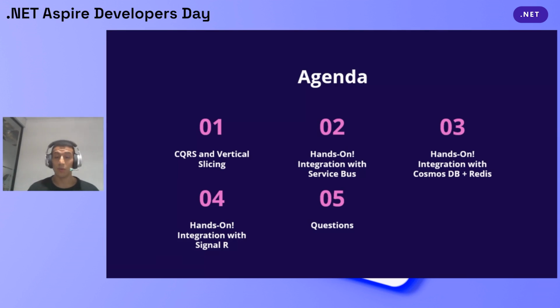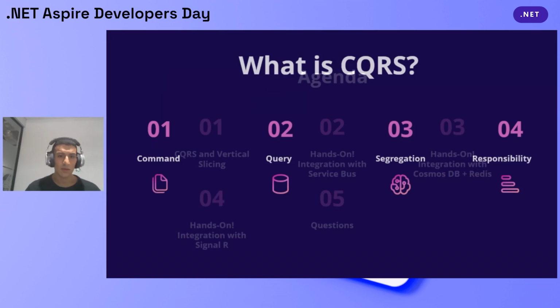We are going to see a couple of things: how to integrate the code using CQRS and take advantage of services like Service Bus. We are going to have an integration with Cosmos DB as well. And of course, we are going to be using SignalR, which is an extraordinary part in order to build event-driven applications. And after that, I will be open to any questions. So let's start at the beginning.